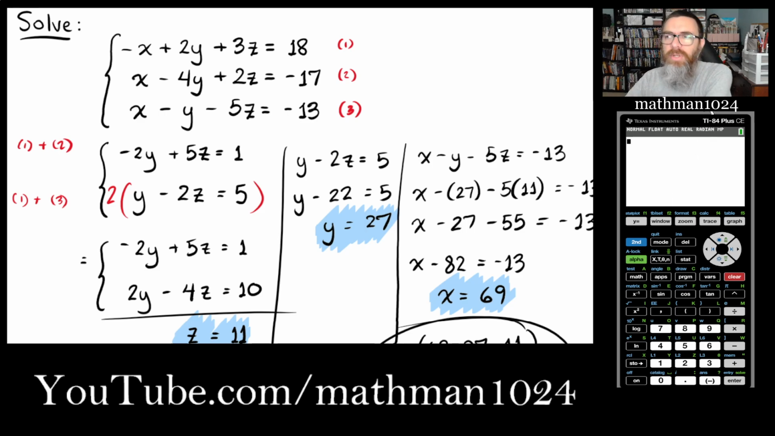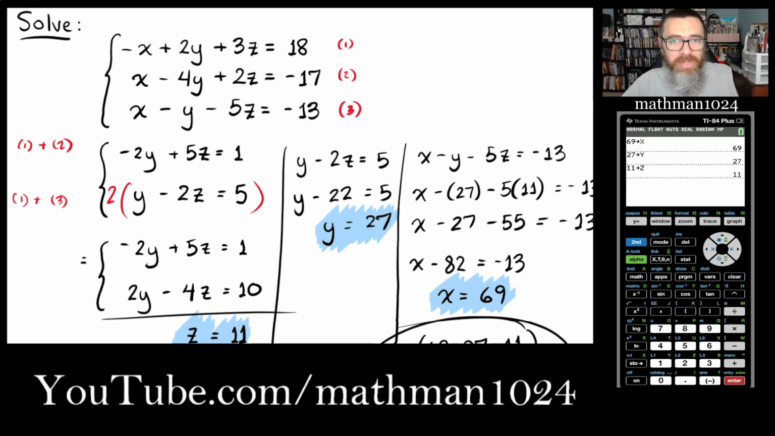Now, the best way to do this is to use the store feature right here in your calculator. So I'm going to take, what is x? We said x is 69, so take 69, store that into x. Then we want to take 27 and store that into y, so we need to press alpha 1 to get to the y. And then we want to store 11, store into z, so that's alpha 2. So now, these values are stored into my calculator for x, y, and z.